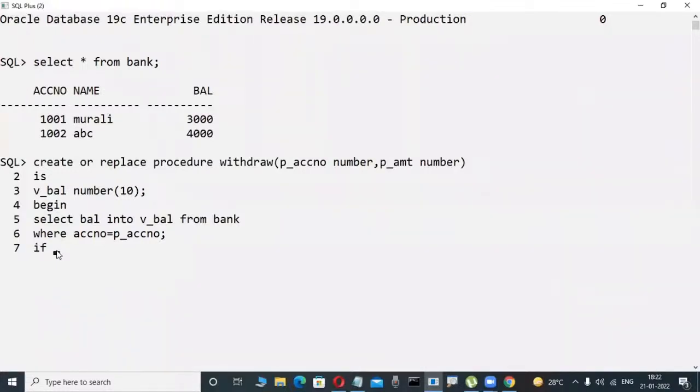Whenever I'm inserting an ATM card and I try to withdraw 9,000, like in the previous case, that is an amount only. Here, logically observe, this is not coding: if that amount is less than the available balance, then I want to affect the database. Update table name, set balance is equal to balance minus P underscore amount. Something is there where coding is there.